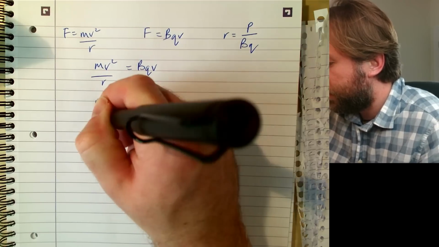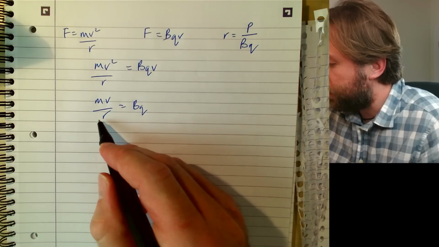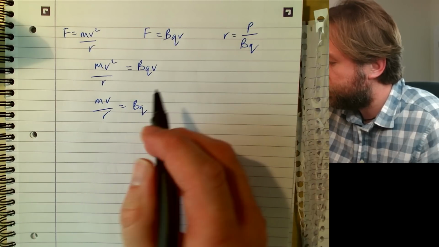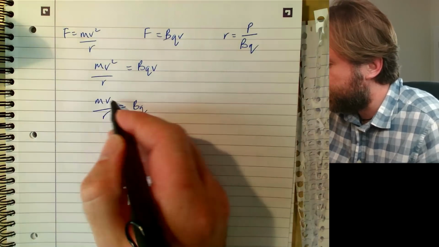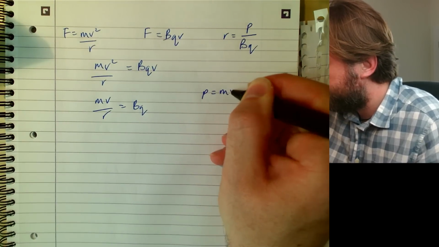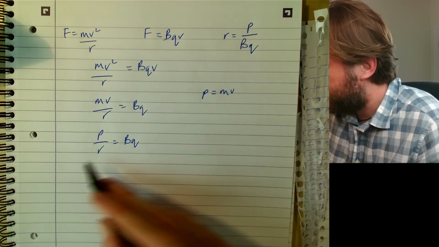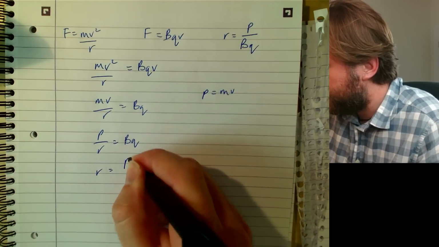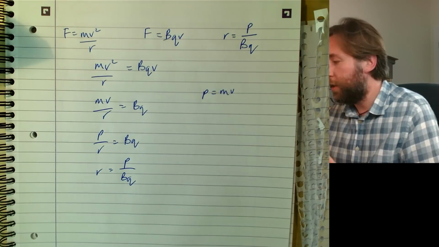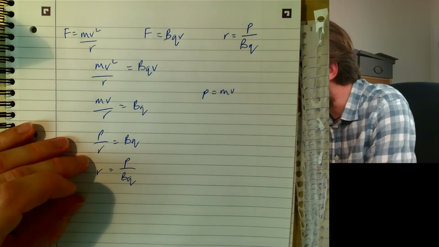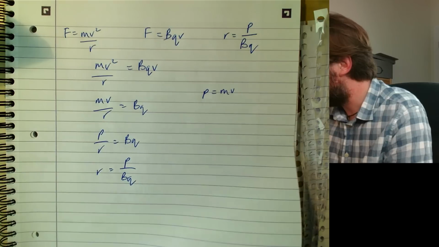Okay, cancel one of the v's. mv over r equals BQ, and multiply both sides by r. Well, I want to leave r as the subject, don't I? Well, that's just momentum there. Leave r as the subject, so p over BQ. Okay, that's a really common one. Again, you're given that equation in the formula sheet in Edexcel, but they expect you to be able to derive it, so make sure that you can.